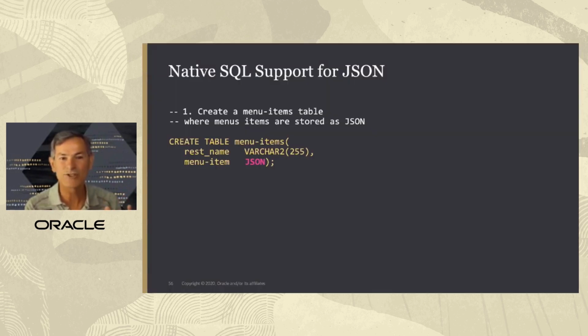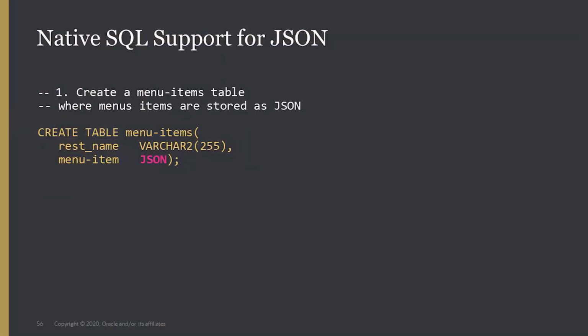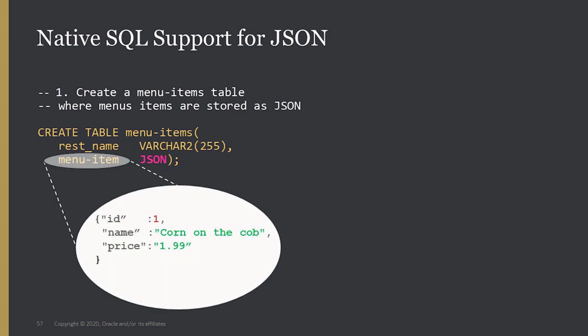Again, here's a very quick example of how easy it is to run JSON inside the database. In this example, we're creating a menu items table where the menu items are stored in JSON. So we see a create table, we have a restaurant name, and we have menu items. These are formatted in JSON, and JSON looks just like JSON normally looks.